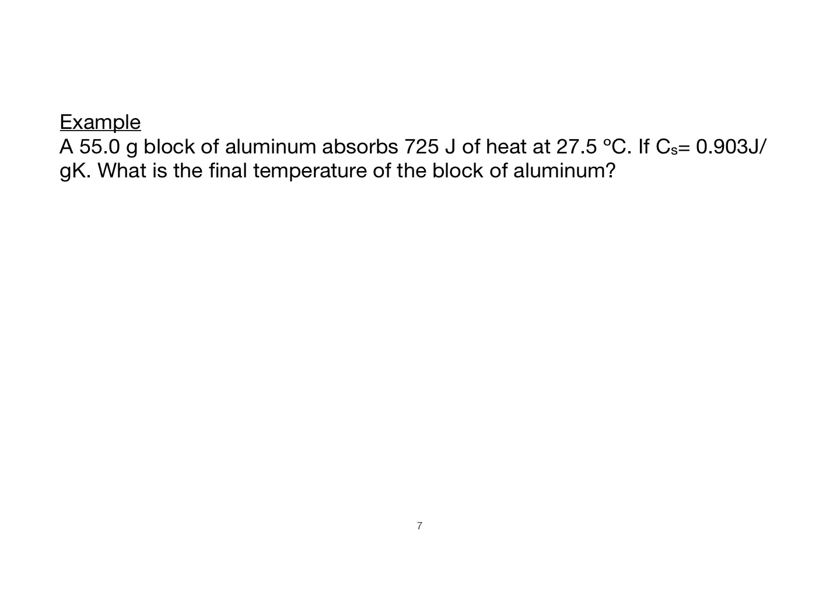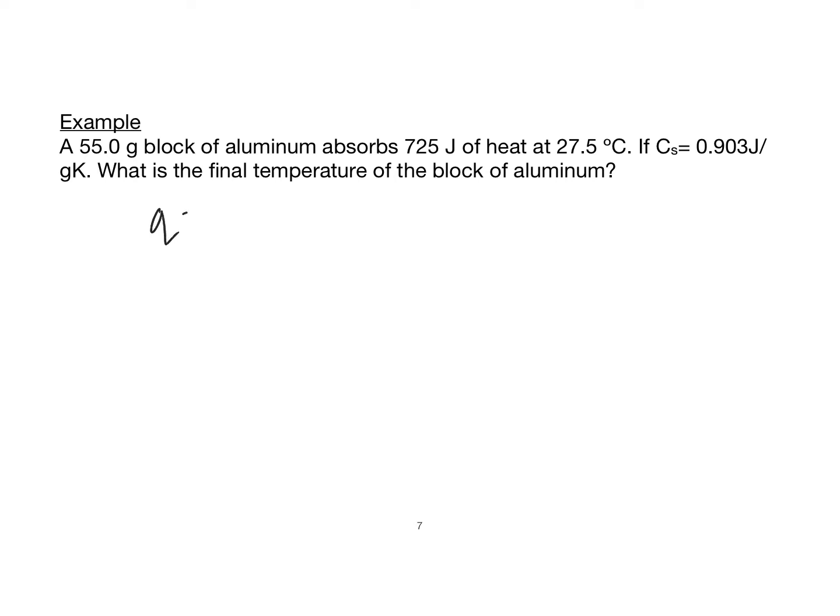In this example, we have a 55-gram block of aluminum, and it's going to absorb 725 joules of heat at 27.5 degrees Celsius. If C sub s is equal to 0.903 joules per gram Kelvin, what is the final temperature of the block of aluminum? So this one is a little different.